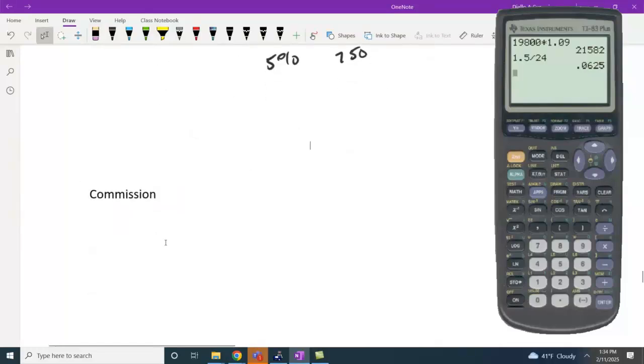All right, now the next thing we want to look at is commission, and there are some formulas for commission just as well along with the sales tax. So here's the concept of commission.